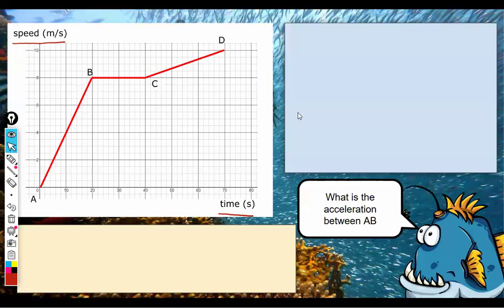Right? So using that information, what is the acceleration between A and B? As you can see clearly in your notes, acceleration is represented by the gradient in a speed time graph. Also, if your speed is in meters per second, which it is, and your time is in seconds, the units will come out. If you look back in your notes, it will be in meters per second squared. I gave you all a little table last week. So calculate the gradient and make sure you give the answer with the correct units. Meters per second squared.